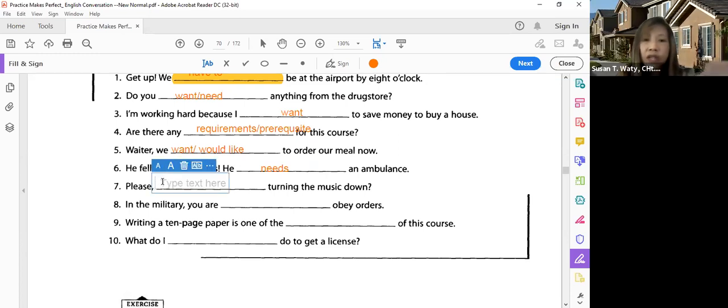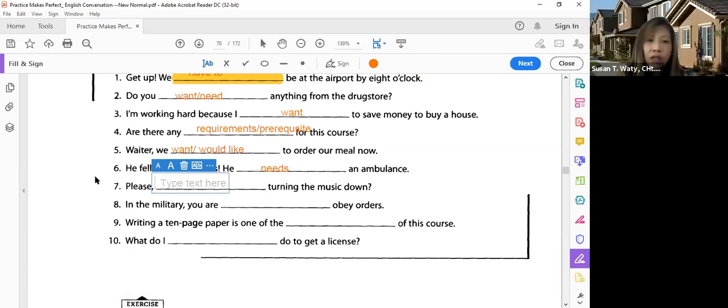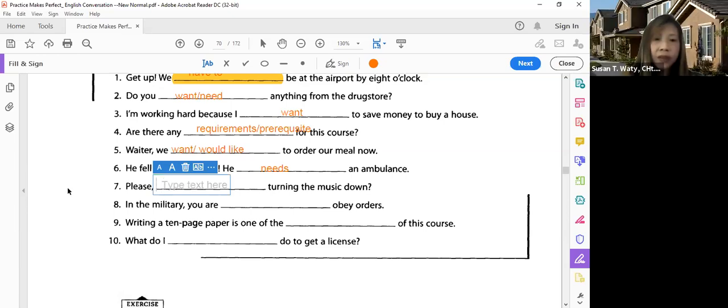Okay, now the music is too loud. Okay, this is what happens. The music is too loud. So somebody is saying, please, blah, blah, blah, turning the music down. Okay. Let's have Desmi try this. Yes, Miss. Desmi, try number 7, please. Please turning the music down. Please, blah, blah, blah, turning the music down.